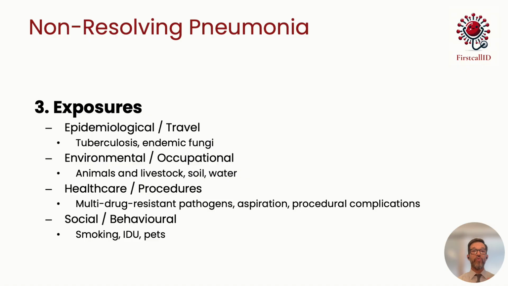So where have people been in the world? What have they been exposed to? We think about environmental and occupational exposures, especially animals, livestock, soil, and water. Healthcare exposures, right? So increasing the risk of colonization with drug-resistant pathogens. If they've had any procedures, could they have an aspiration event or a complication from the procedure itself? And then social and behavioral things such as smoking, recreational drug use, and injection drug use.